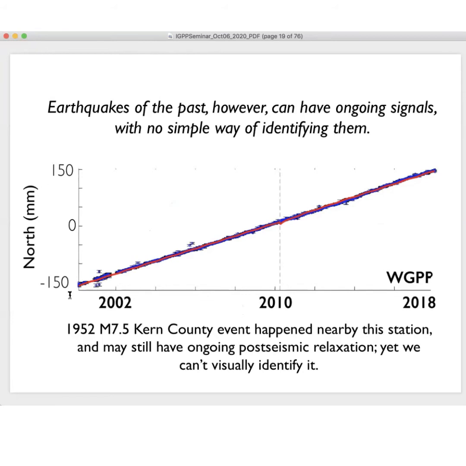As an example, this is a station time series for station WGPP, and this station sits in the southern end of the San Joaquin Valley, and it sits very close to the location of the 1952 magnitude 7.5 Kern County event. And this event was large enough so that it could still have ongoing viscoelastic motions. But again, if we look at this time series, all we really see is just a flat line. We can't pull out any kind of post-seismic signal just by looking at the time series.